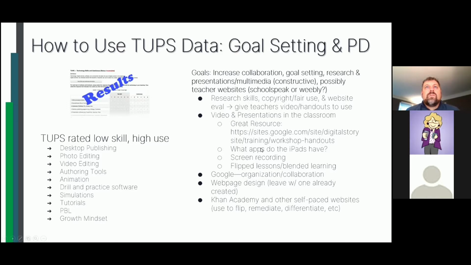There are also some great resources on the TIM site, if you aren't already familiar with them, that already have lessons in there that can give the teachers ideas.